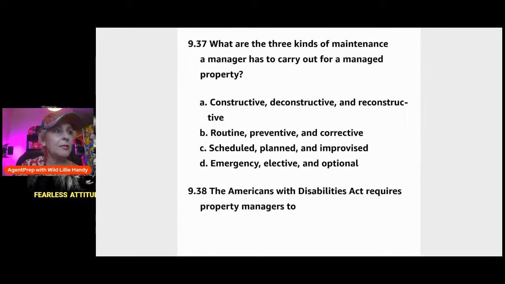Okay, number 37. What are the three kinds of maintenance a manager has to carry out for a managed property? A, constructive, deconstructive, and reconstructive. B, routine, preventive, and corrective. C, scheduled, planned, and improvised. Or D, emergency, elective, and optional.